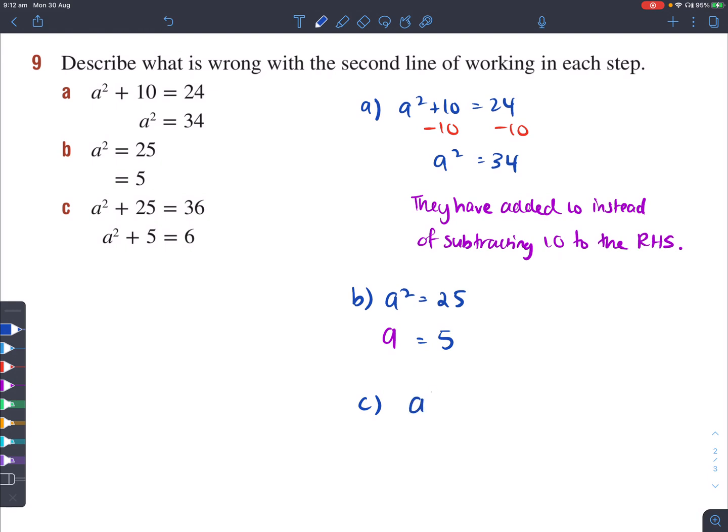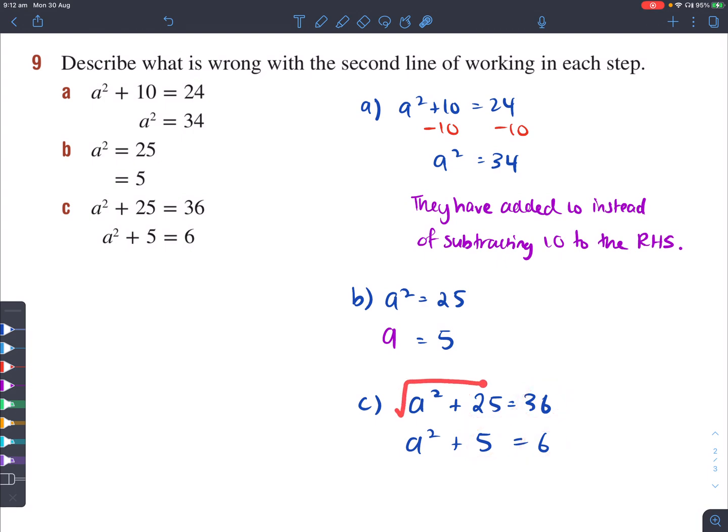Whereas for question C, we've got the student saying a squared plus 25 equals 36. That's our question. But in the next step, they wrote a squared plus 5 equals 6. So what have they done wrong? They have taken the square root of 25 to become 5, and they have also taken the square root of 36 to become 6. And you can't do that. You can't square root numbers randomly in a number sentence like that.